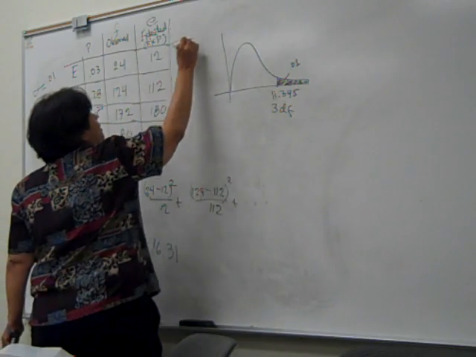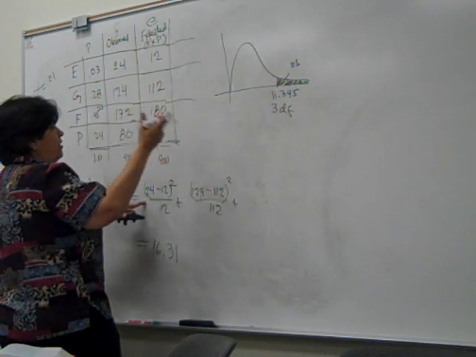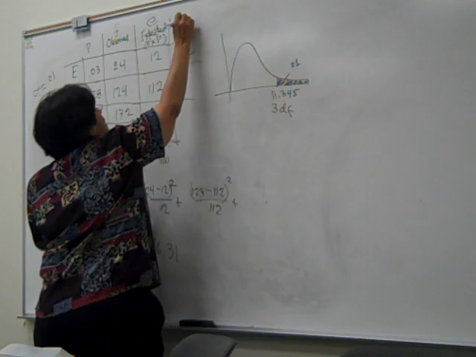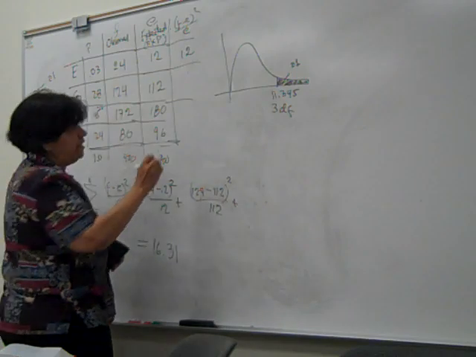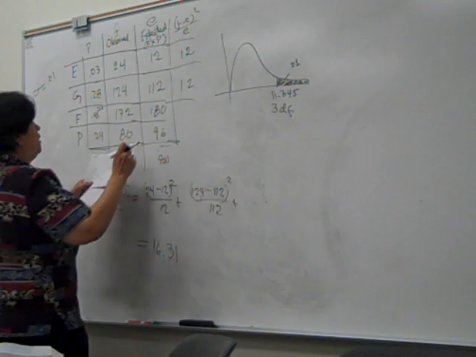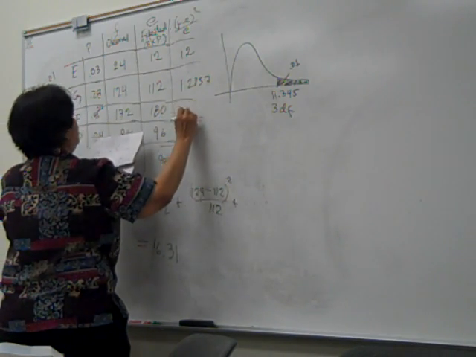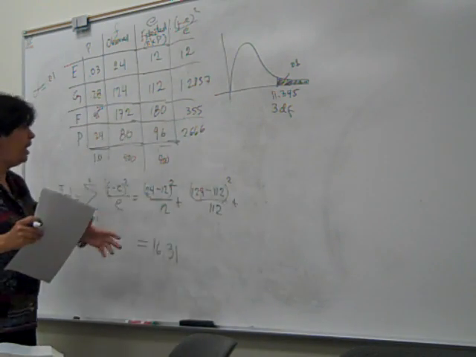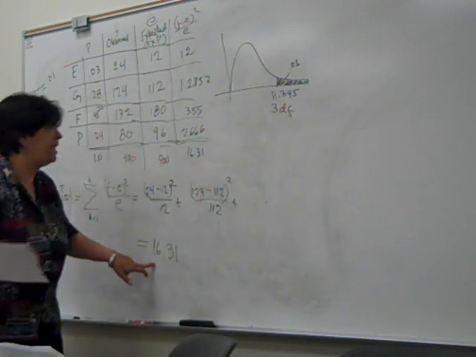Let me write it down here. This is the frequency minus expected squared divided by expected. 24 minus 12 squared divided by 12 is 12. The others are 1.2, 0.2857, 0.355, and 2.666. The total is equal to 16.31, and this is my test value.